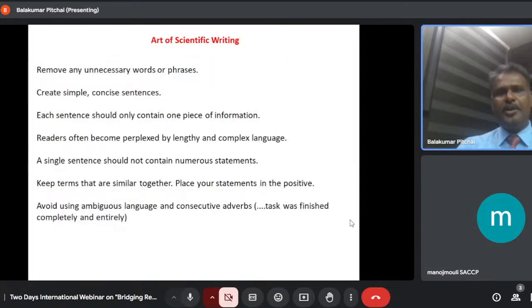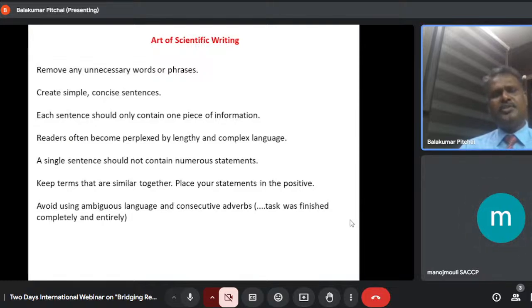And I told you about acronyms. If your manuscript has 10 abbreviations, yes, you can list them separately. Remove any unnecessary words or phrases. Create simple and concise sentences. Each sentence should contain only one piece of information. No need to have a very lengthy sentence. A sentence should not exceed 28 to 30 words.